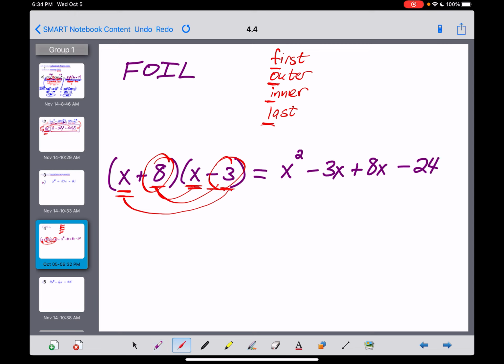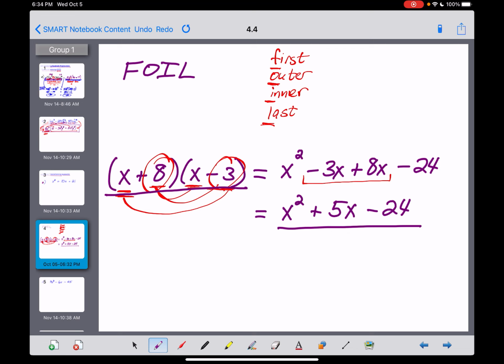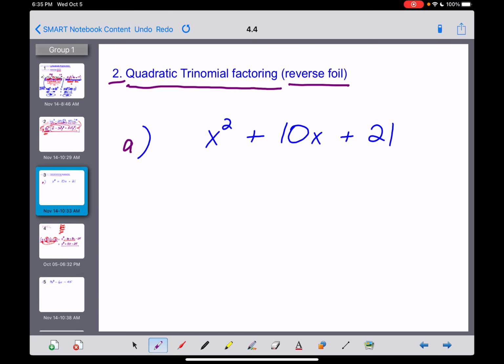Now, most of the time that we do FOIL, there's a little bit of simplifying that can be done in your final answer, and that is usually those two terms in the middle, which end up being like terms and can be combined. So this is going to be an x squared, minus 3x plus 8x is a plus 5x, and a minus 24. So we went from factored form here to expanded form over here on the right. That's what FOIL looks like, all right? That's how we take two binomials and multiply them together. So now what we're going to do here is work in the exact opposite direction, reverse FOIL.